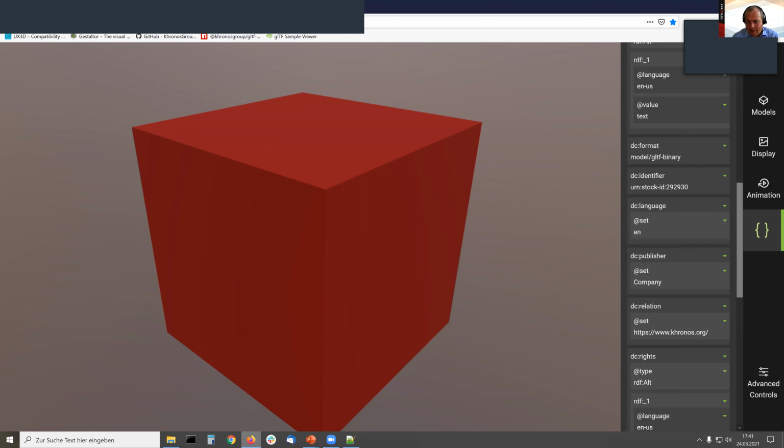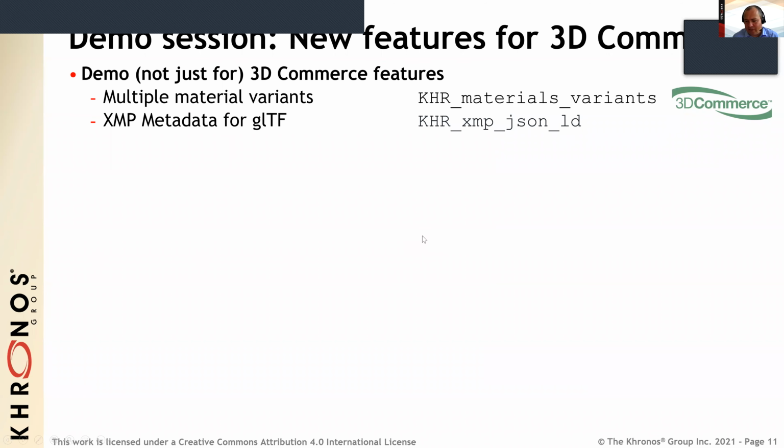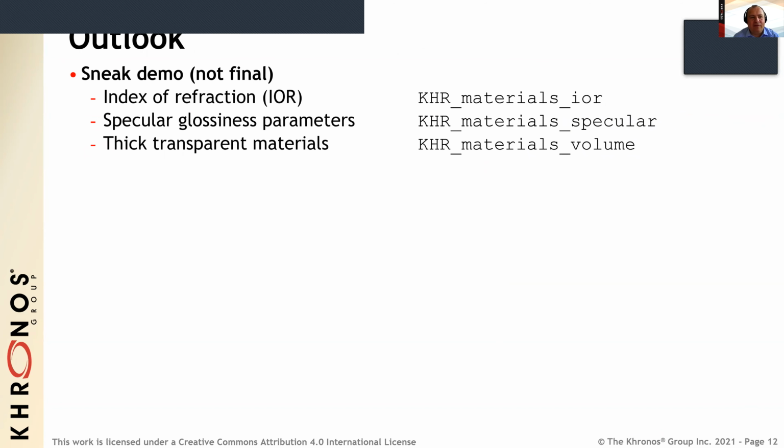Yeah, the 40 minutes are already over, so I still have 5 to 10 minutes left. And I would like to give you an outlook, a sneak demo. It's not final, it's a work in progress. This is phase 2 of the PBR Next material. So it's the index of refraction, where for dielectric materials you can define the refraction by an IOR value. Then you have specular glossiness parameters.